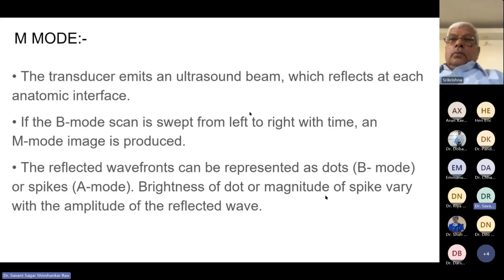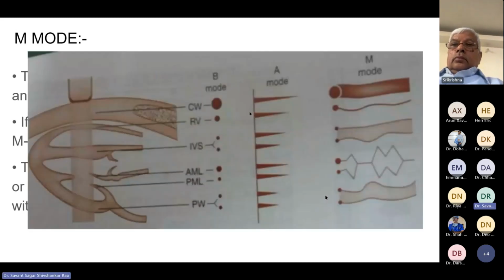Coming to the next mode of echocardiography, that is M mode, the transducer emits an ultrasound beam which reflects at each anatomical interface. If the B mode scan is swept from left to right with time, an M mode image is produced. The reflected waveforms can be represented as dots, that is B mode, and as spikes, as A mode. So the brightness of the dot or the magnitude of the spikes varies with the amplitude of the reflected waves. So this is the image simplifying the same. B is the dot format, A is the spike form, and in M mode, with time, we can see the whole structure with reference to time.